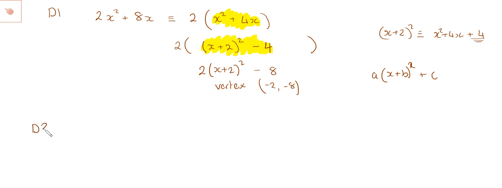Let's look at D3. So we've got 3x squared plus 12x minus 6. So we can't deal with this as it is. So what do we have to divide through by? 3. So let's take the 3 out. It has to be that number because I have to have 1x squared. So that does leave me with x squared. What else?